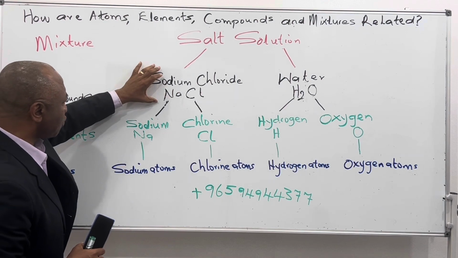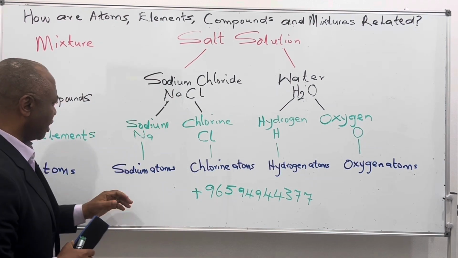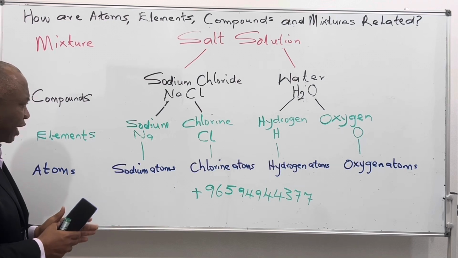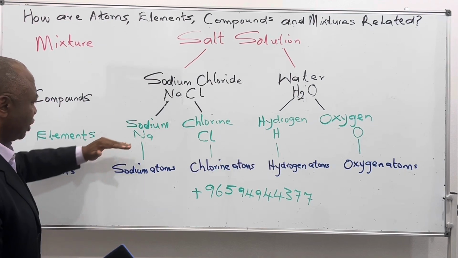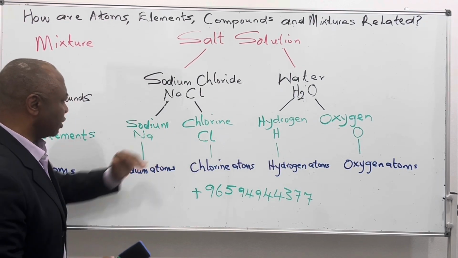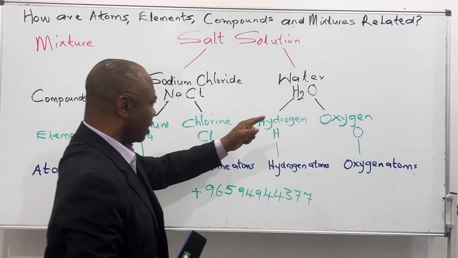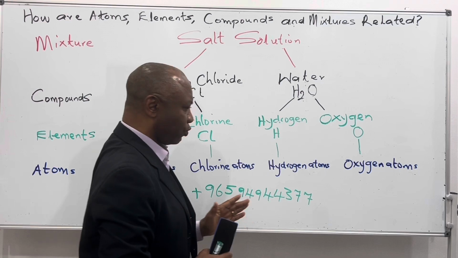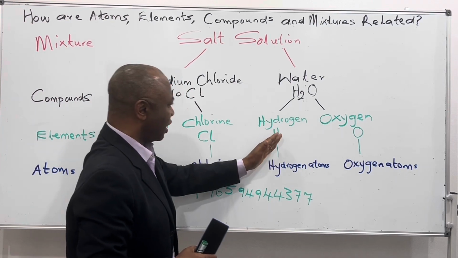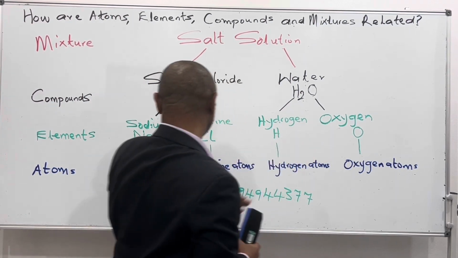Now, the sodium chloride, NaCl, can be broken down through a chemical process into sodium and chlorine. Water, H2O, can be broken down through a chemical process into hydrogen and oxygen.